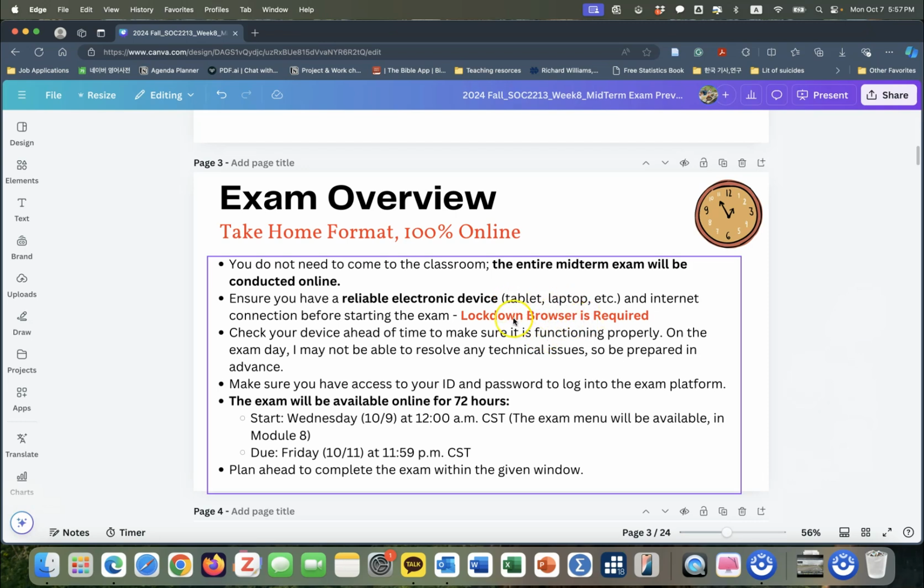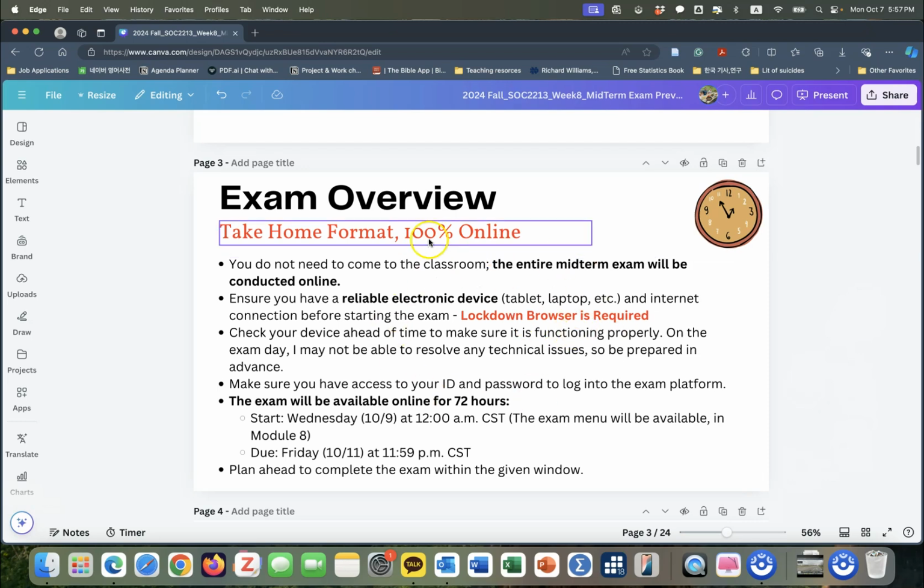And you will need the lockdown browser, which is required for your weekly quizzes. As this is the take-home and essay format, it will be very similar to writing assignment 1, even though the exam questions are much bigger compared with that. So please make sure to follow all the instructions I'm emphasizing in this overview.